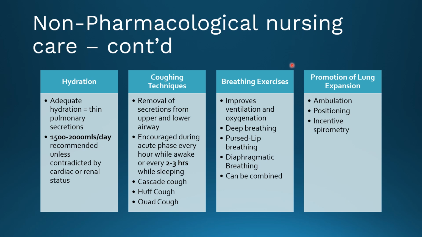And the last way that we promote decrease in mucus production is by the promotion of lung expansion. And this is through encouraging the patient to ambulate, encouraging different positioning changes of the patient's body, and encouraging the use of that incentive spirometer.